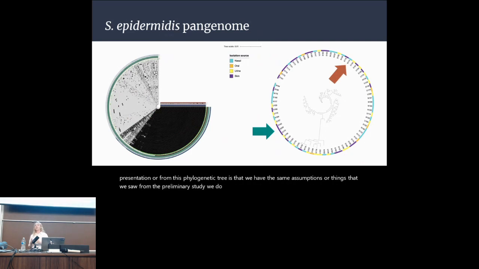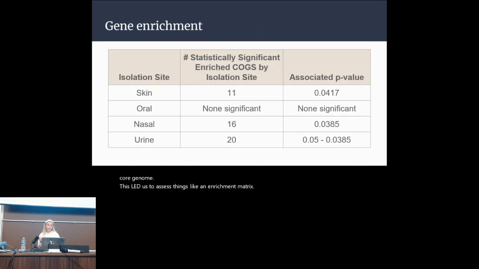We do have isolation sources that cluster more together, and we also have samples from the same individual that cluster together as well. The one thing that we can conclude is that there is no clear clustering based on one or the other, solely from the core genome. This led us to assess things like an enrichment matrix.